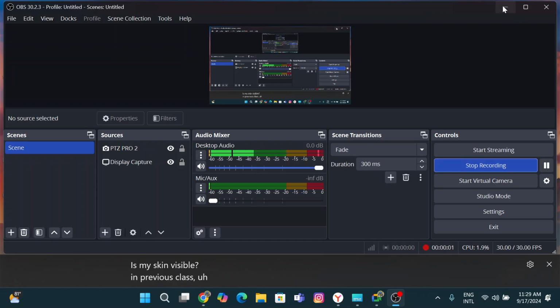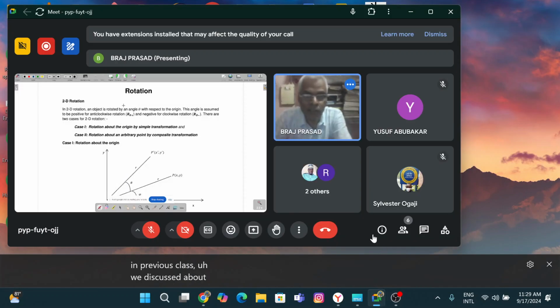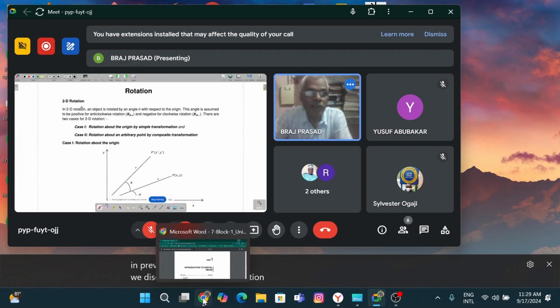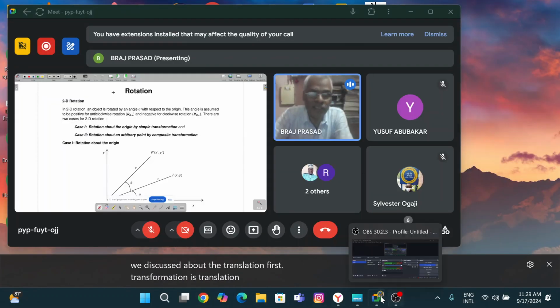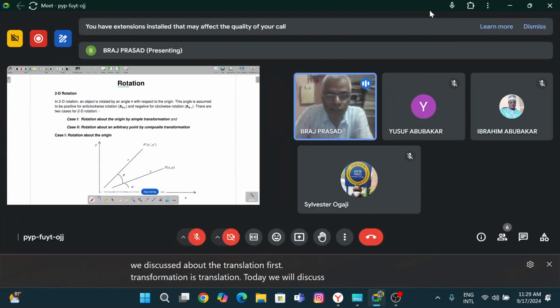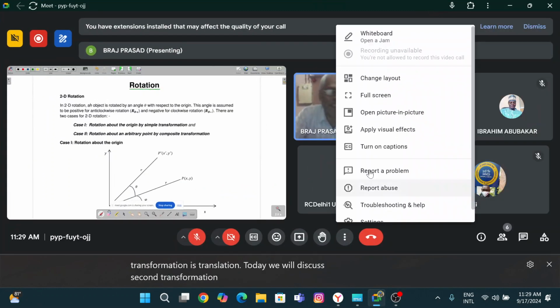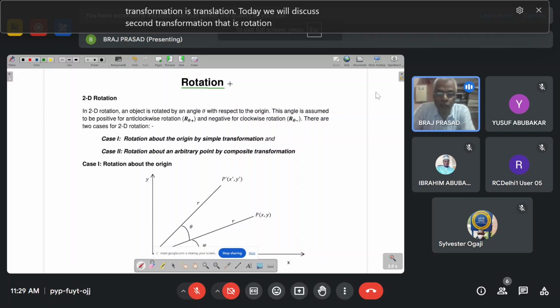We discussed translation. The first transformation is translation. Today we will discuss the second transformation, that is rotation. And this rotation has two different types, either anti-clockwise or clockwise.